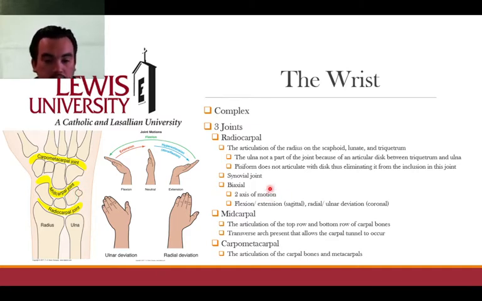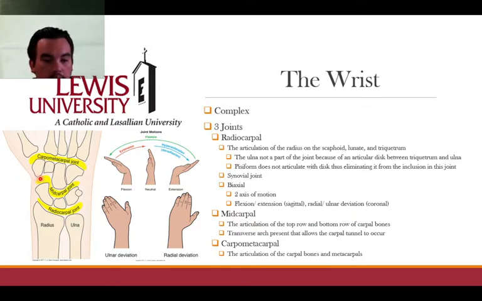This is a synovial joint, so it's wrapped in a capsule and it secretes synovial fluid, and it has a vacuum pressure seal that kind of helps keep that joint stable. It's biaxial, so you have two axes of rotation with it. You have flexion and extension, which happen in the sagittal plane, and you have radial and ulnar deviation, which happens in the coronal plane.